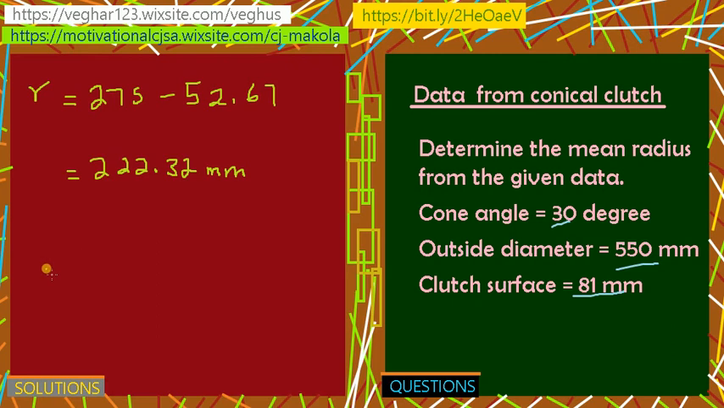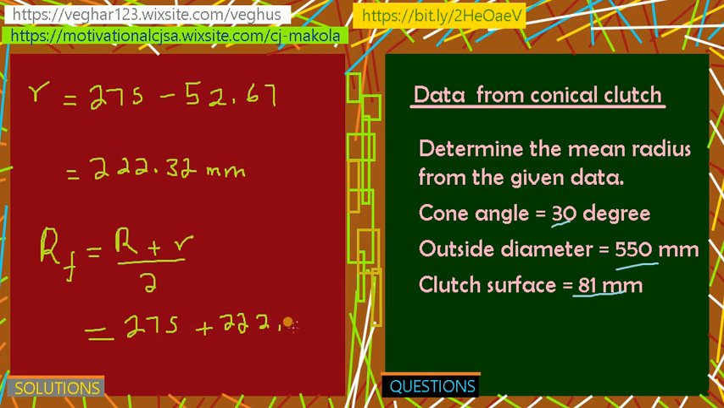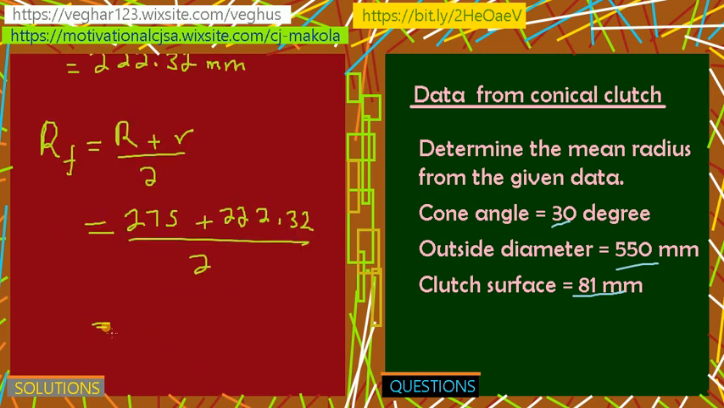So for here, because we're looking for the cone mean radius, we have r plus r divided by 2. Because we have our r, which is 275 plus 2.32, divided by 2, and then the answer is 386.16 millimeter. So this is what we call the mean radius. Thank you for watching.